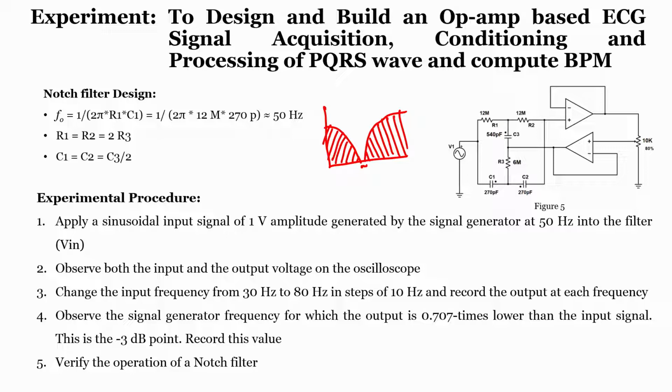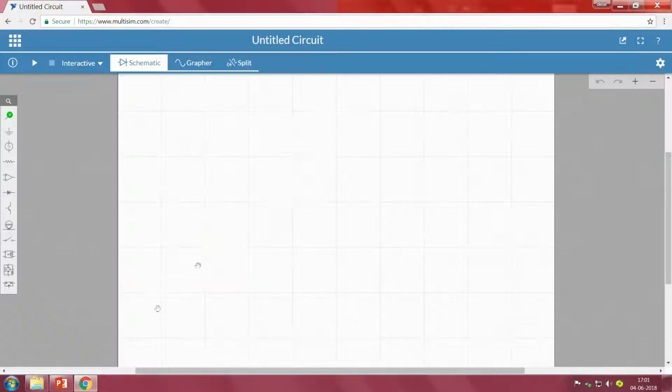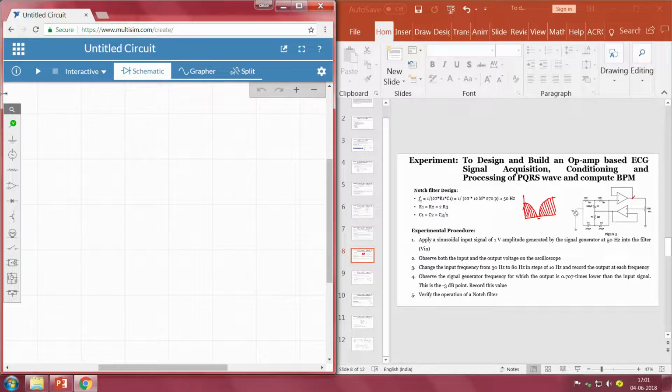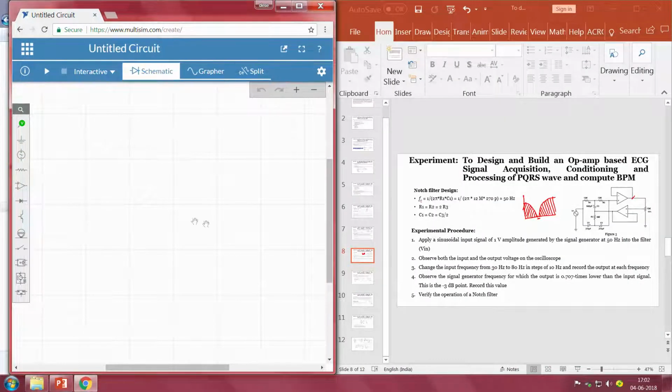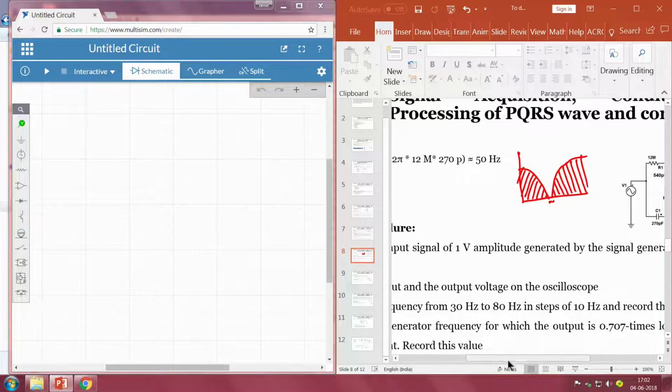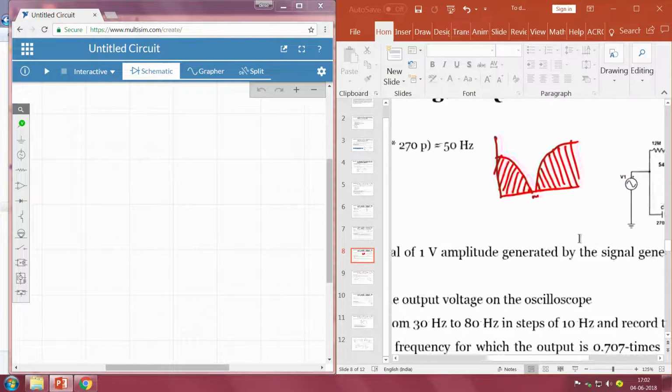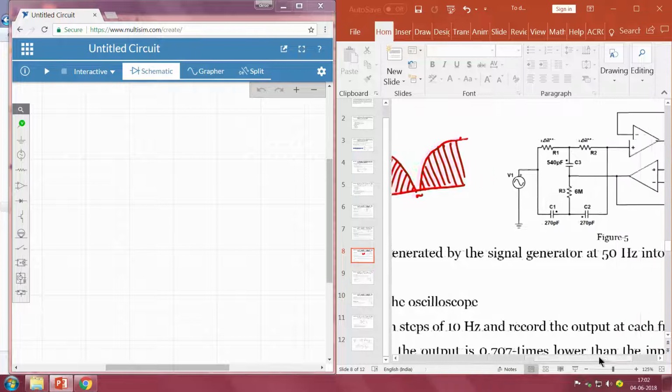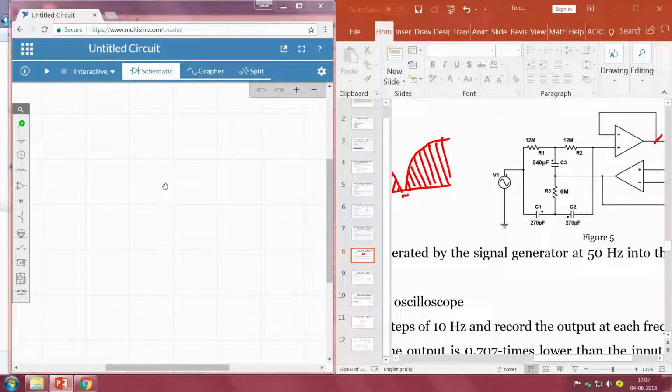Now, we will see a simulation of how exactly the notch filter works by designing the same filter, and the output will be taken at this point. Similar to our previous experiments, we will go to Multisim and try to design the same. We will take 3 resistors and 3 capacitors. If you remember correctly, R1 and R2 should be double the value of R3.